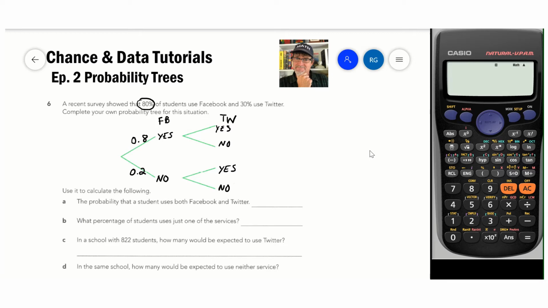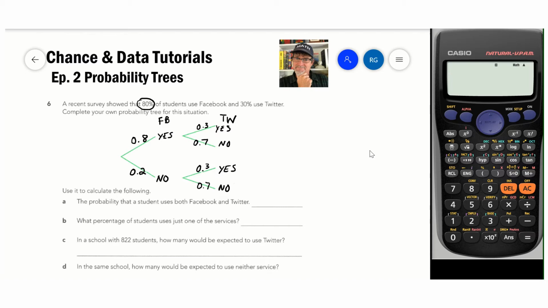Over on the Twitter side, 30% use Twitter. So that means we're going to have a 0.3 right here. And if 30% use it, that means 70% don't, and the decimal equivalent of that is 0.7. Our probabilities are going to be the same down here, 0.3 and 0.7.